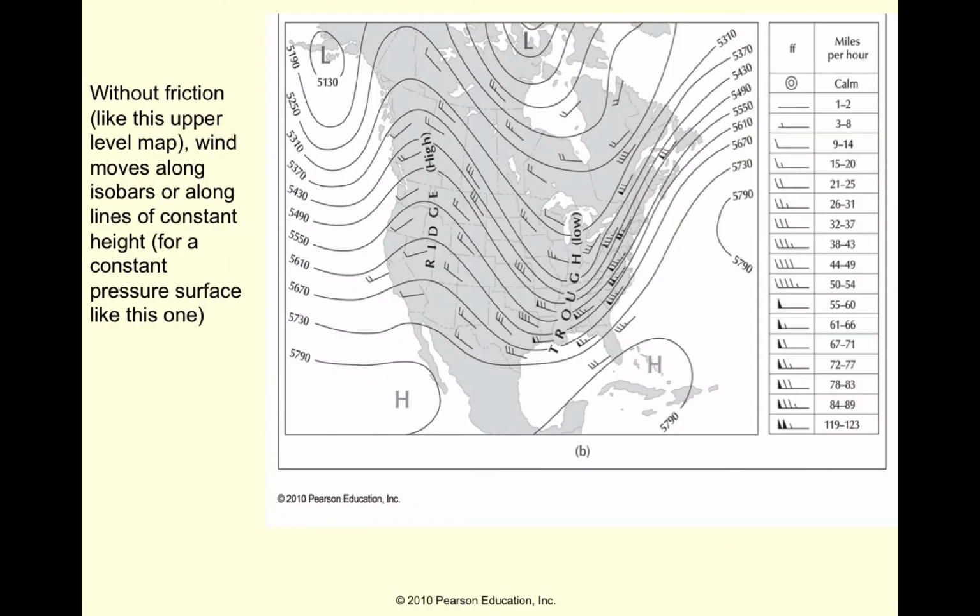Without friction, like this upper level map, wind tends to move along isobars, as suggested earlier in this discussion, or in this case along lines of constant height. For a constant pressure surface, this one the 500 millibar surface, you do have different heights of that surface, which is something we'll get into in future lectures. The point now is that these wind vectors, which are showing winds here blowing from the northwest, here again blowing from the northwest, and here blowing from the southwest, follow pretty well those lines of constant height. And we'll find later on that that's very similar to lines of constant pressure. The true geostrophic winds follow isobars, or lines of constant height.